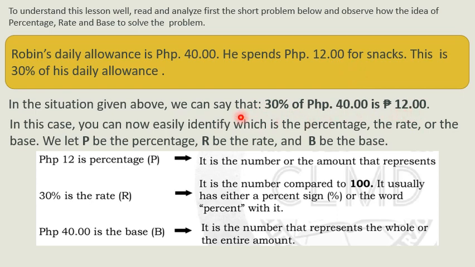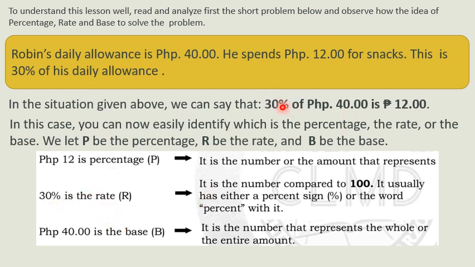So, yan po siya. So, in this case, we can easily identify which is the percentage, the rate, and the base. So, yung P ang gagamitin natin para sa percentage, R for the rate, and B for the base. So, dito tayo muna sa rate. Madali nating i-identify ang rate kasi basta meron siyang percent sign or yung word na percent, so siya po yung rate. Hindi po siya percentage, iba po yung percentage. So, yung rate po yung may percent sign.